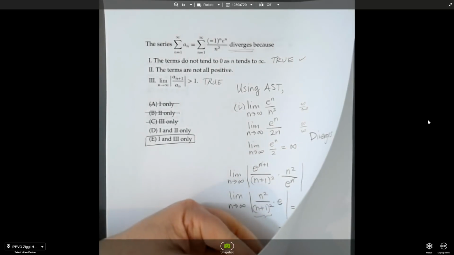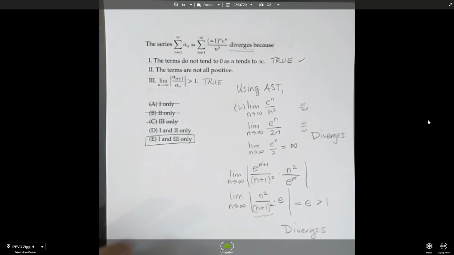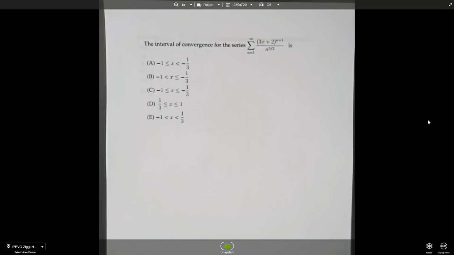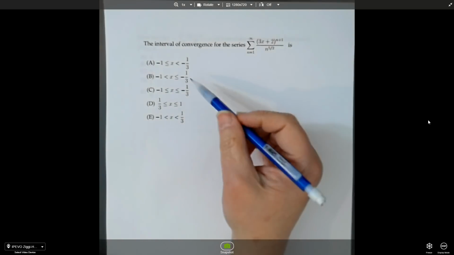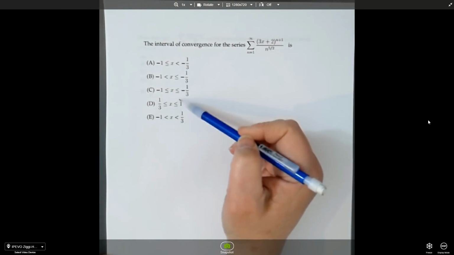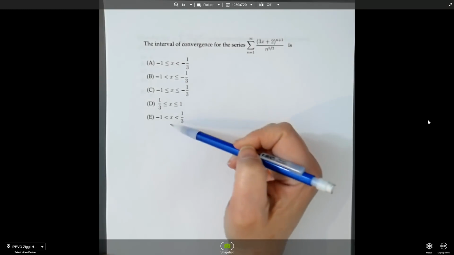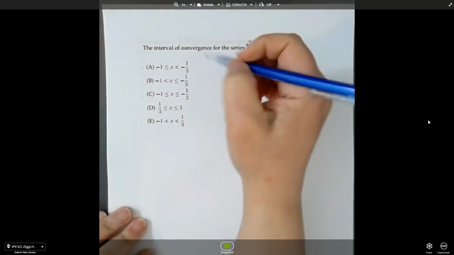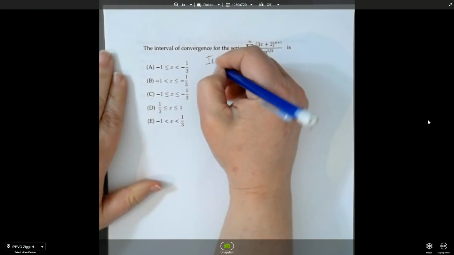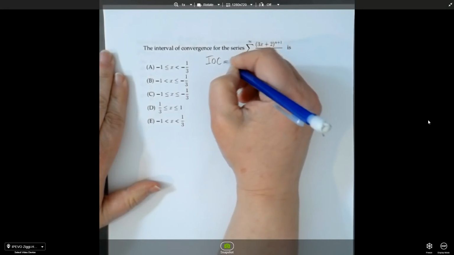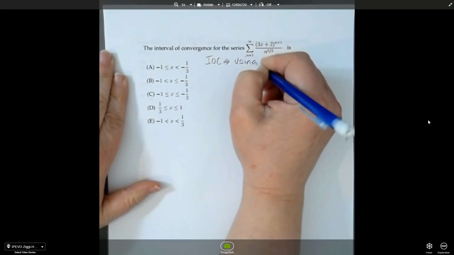All right, moving right along. Interval of convergence for the series. Now notice in this one, the interval of convergence has some equalities and inequalities here, which means they're trying to get us to check the endpoints. Okay, so IOC using the ratio test.